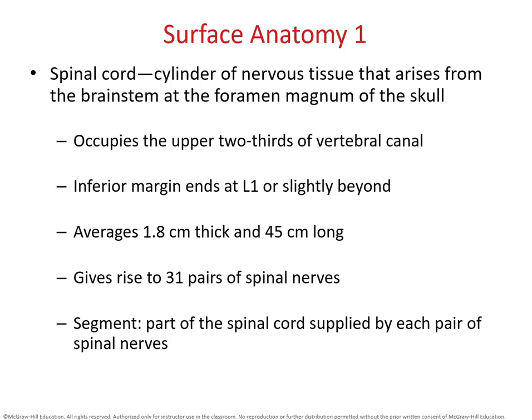In between that foramen magnum and your L1 vertebra, your spinal cord is typically almost 2 centimeters thick, about 1.8, and it varies a little bit with height, but it's generally about 45 centimeters long, or about half a meter long. And over that length, it gives rise to 31 individual pairs of spinal nerves. We can define a segment of the spinal cord as a part of the spinal cord that is supplied by a pair of spinal nerves, and we'll see some pictures of that in just a minute.